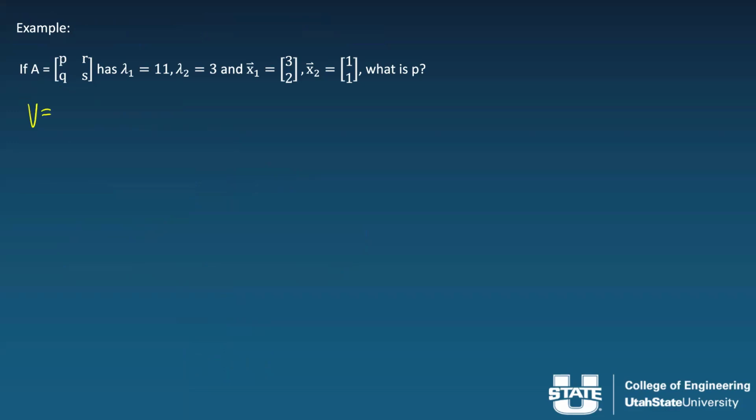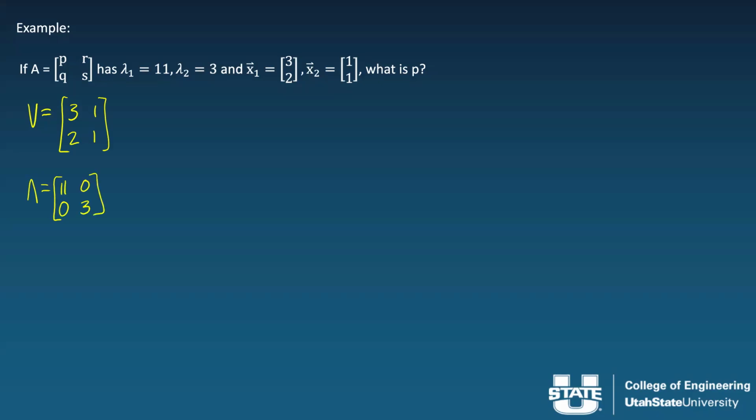So our eigenvector matrix, right? We have 3, 2, and 1, 1, and our capital lambda. Again, these have to correspond with the vectors that we place. Because eigenvector 1 is 3, 2, the corresponding eigenvalue is 11. So just make sure we keep the order straight there.